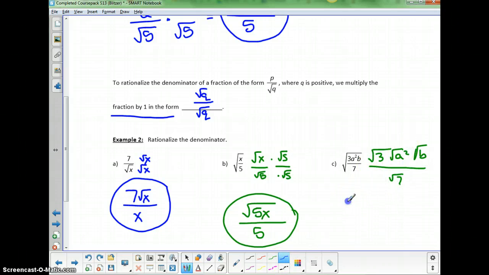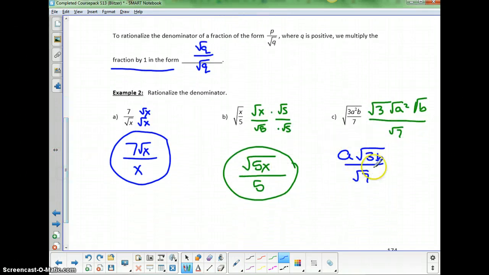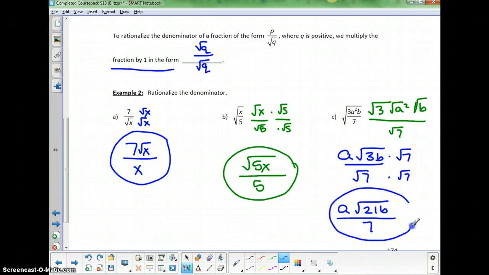I know the square root of a squared is a, so I have a square root of 3b over square root of 7. Now, we've simplified the fraction. We need to continue on to do the rationalization portion. So we're going to multiply by square root of 7 on top and bottom. So my final answer is a square root of 21b over 7. So we still want to simplify if possible first, then go ahead and do the rationalization as our last step.